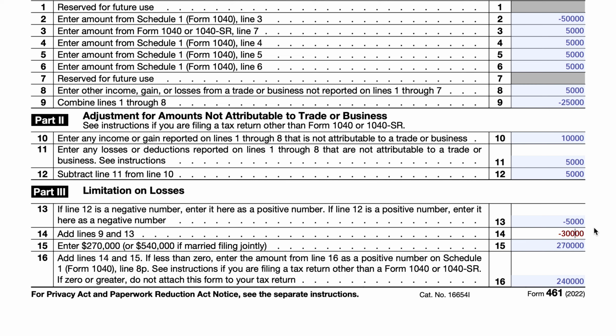Now, John Doe is a single tax filer, so we put in the $270,000 limitation here in this worksheet. It is important to note that this number is adjusted annually for inflation. At the time of this recording, the 2022 version of this form was the most recent version that I had access to, so that's what we used.